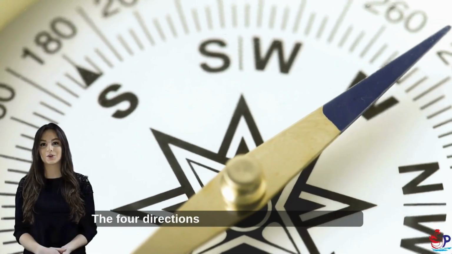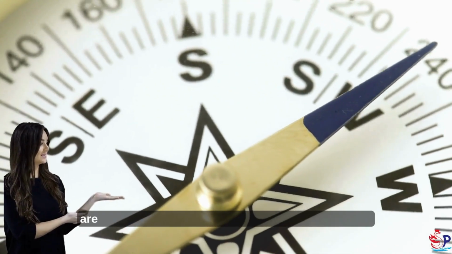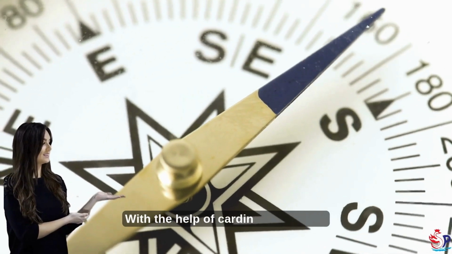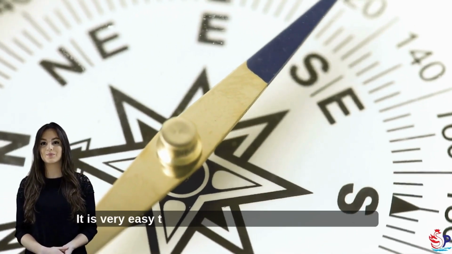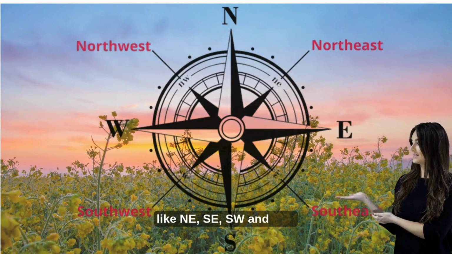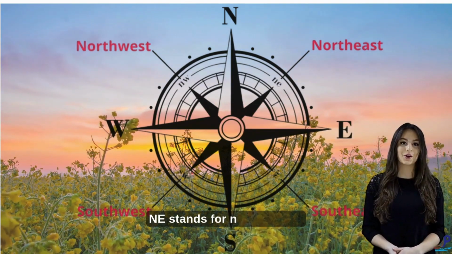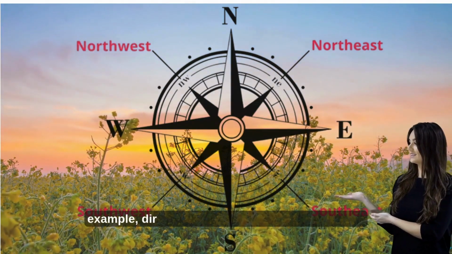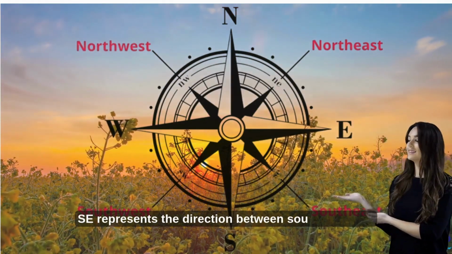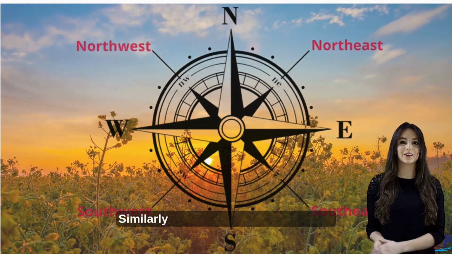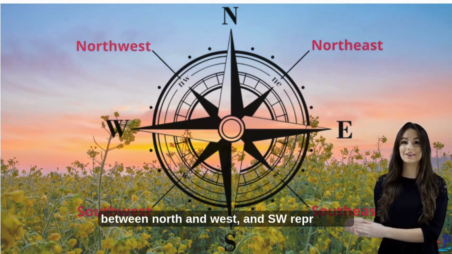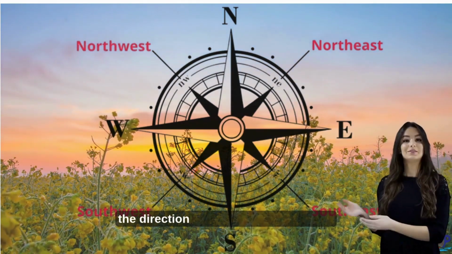The four directions north, south, west and east are called the cardinal directions or cardinal points. With the help of the cardinal directions, it is very easy to find out the intermediary directions, like NE, SE, SW and NW. NE stands for northeast, for example, the direction between north and east, while SE represents the direction between south and east. Similarly, NW represents the direction between north and west, and SW represents the direction between south and west.